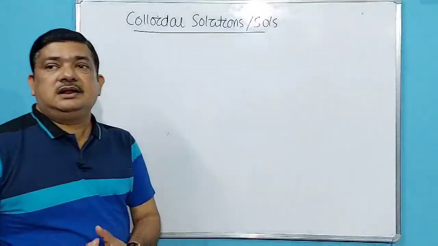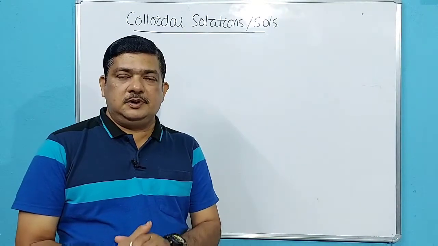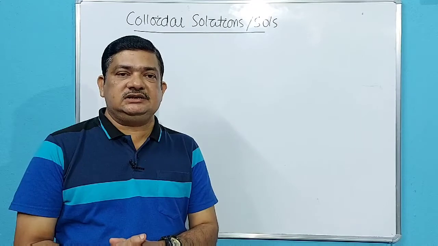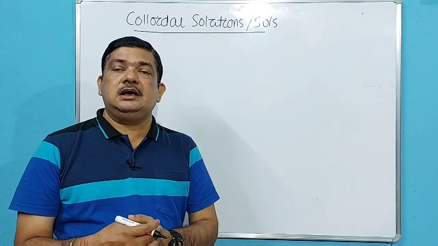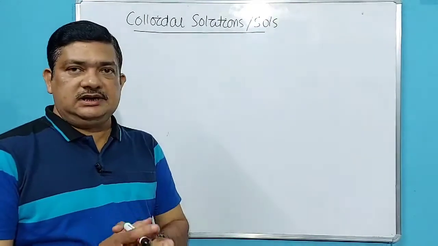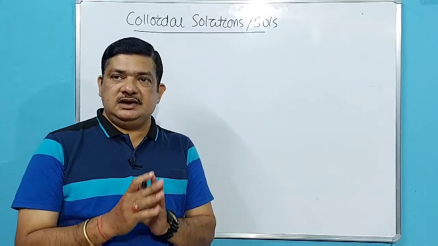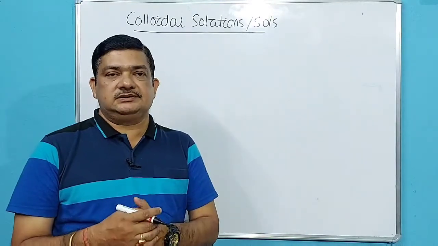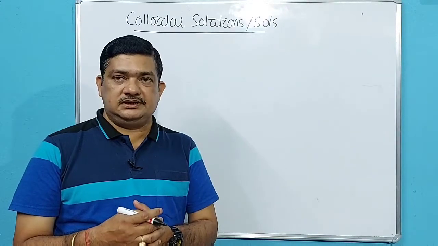So we have already read regarding solution. A solution consists of two components. The component which is present in lesser concentration is called solute, and the component which is present in higher concentration is called solvent. So a solution clearly contains two components. Anything present in lesser quantity is solute, and the substance present in higher quantity is called solvent.